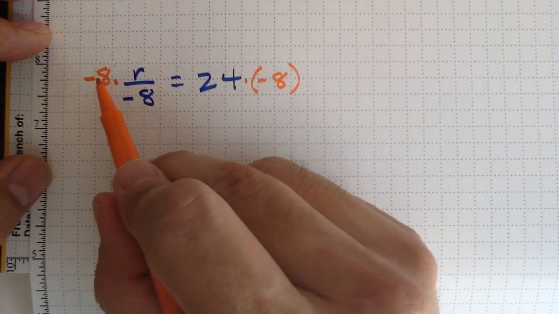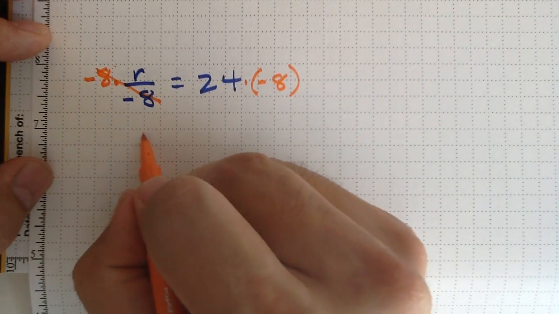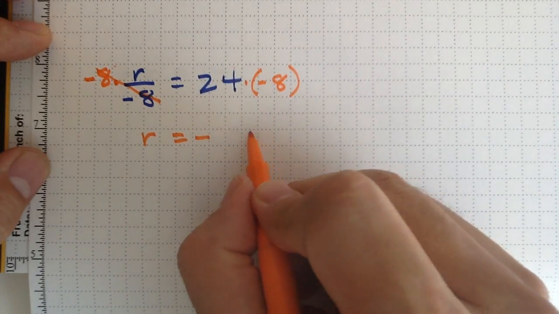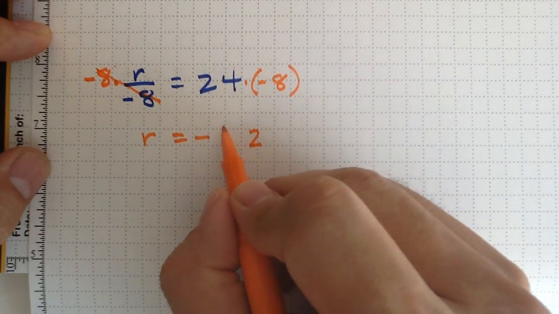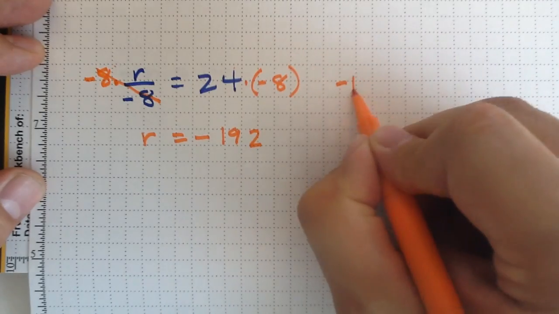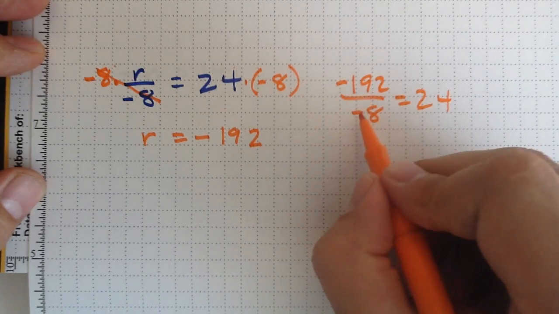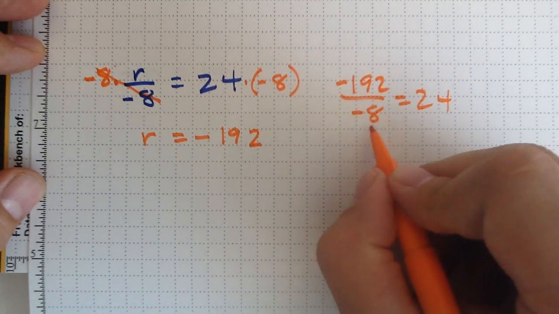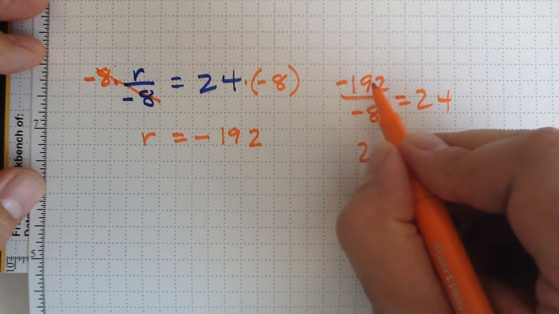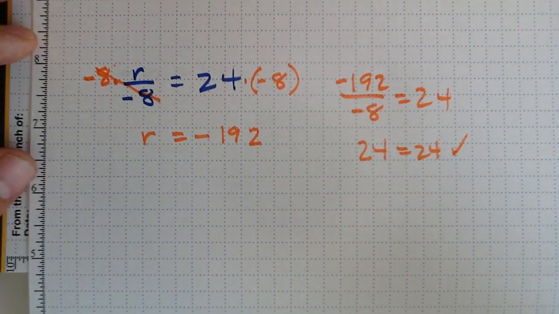So times by -8, what I do to one side of the balance scale, I do it to the other side. Now these will naturally cancel each other out. We get r equals, and this would be negative 4 times 8 is 32, carry the 3, 2 times 8 is 16, with the 3 is 19, so negative 192. And if I check it out, negative 192 divided by -8, negative and a negative make a positive, and 8 divided into 19 is 2, with a remainder of 3. 32 divided by 8 is 4, and so 24 does equal 24. All right.